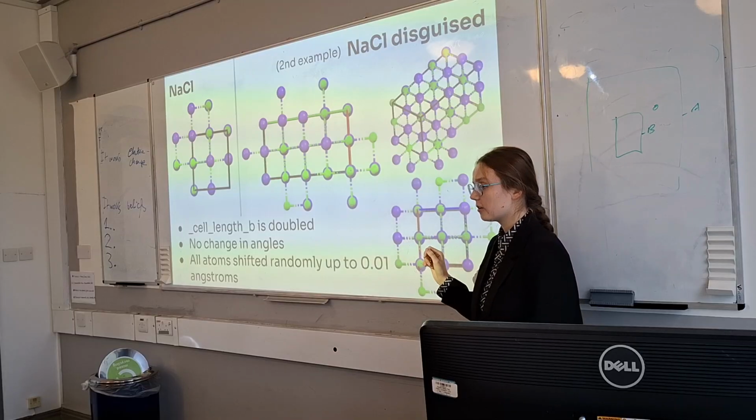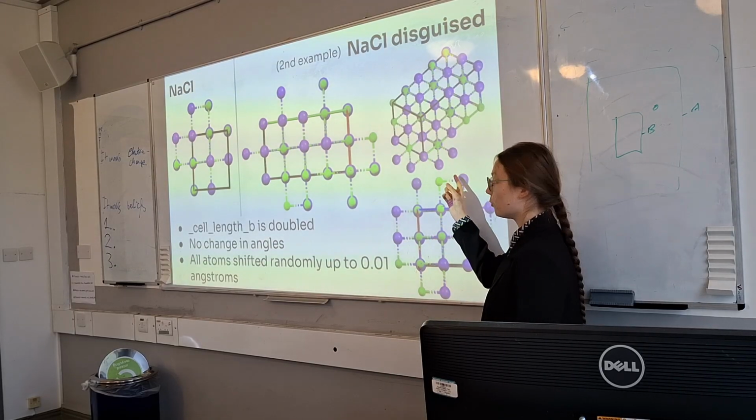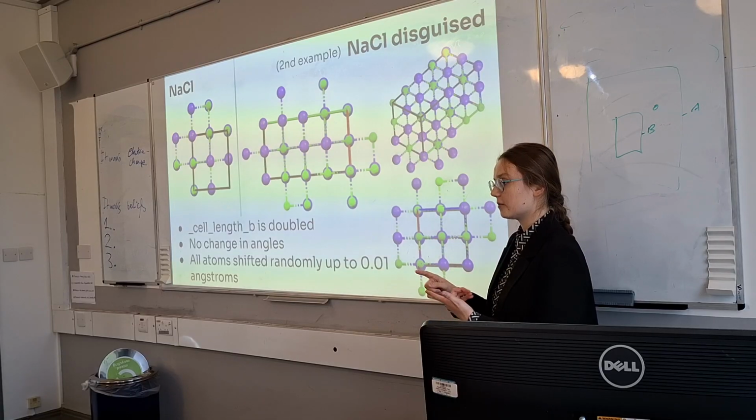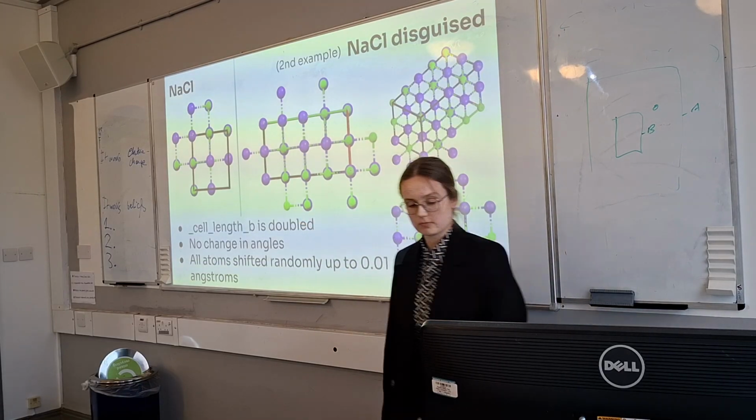Because I didn't change the angles, a crystallographer would look at this and say, but yeah, this is the format that we want. This is primitive, this is reduced. But there's actually a simple way to represent this.